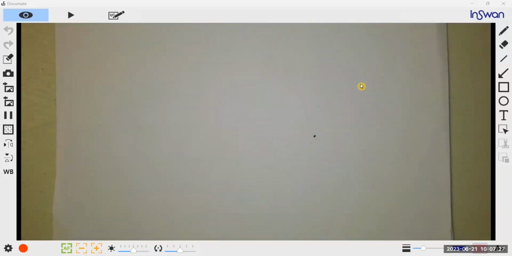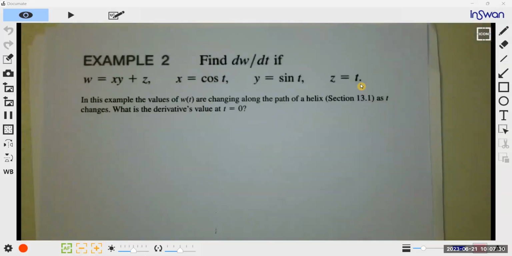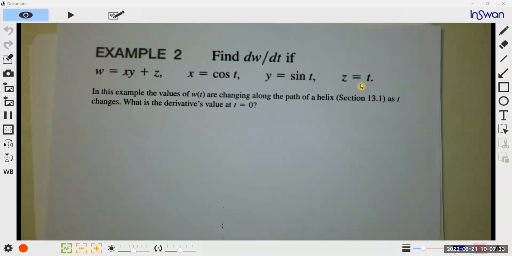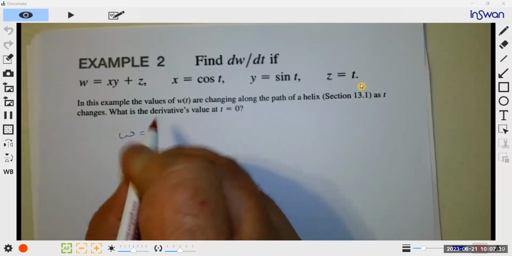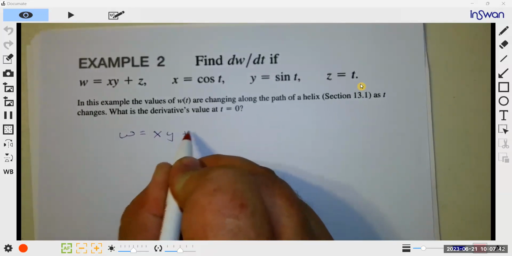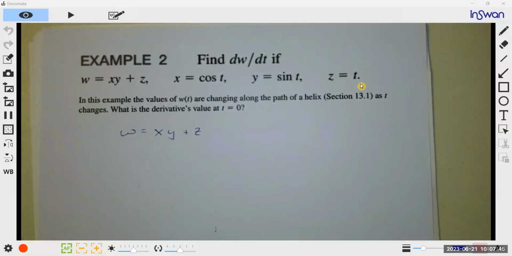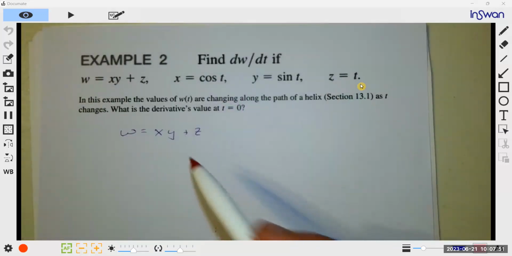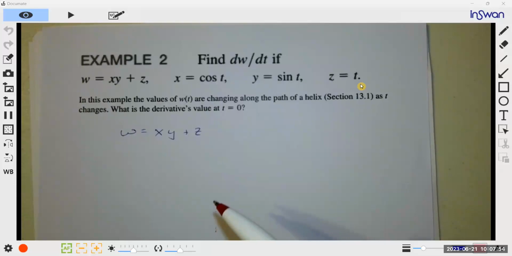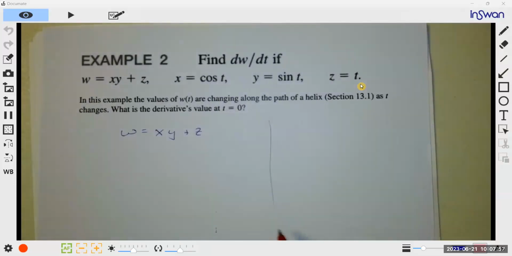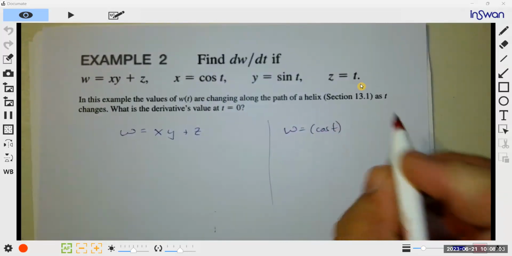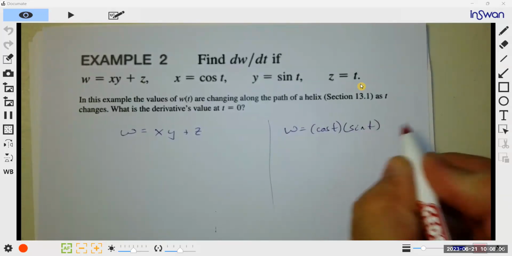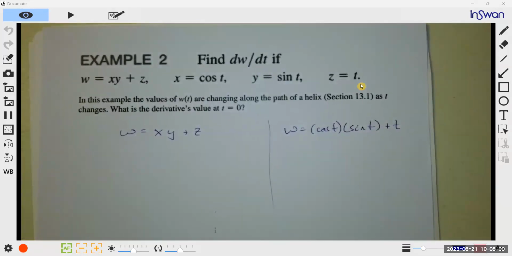All right, let's look at an example here. W equals xy plus z. Yeah, if you want to, you can go ahead and plug in the variables in there. So you could do it both ways. Since x is cosine t, y is sine t, and z is t, you can go ahead and do it that way.